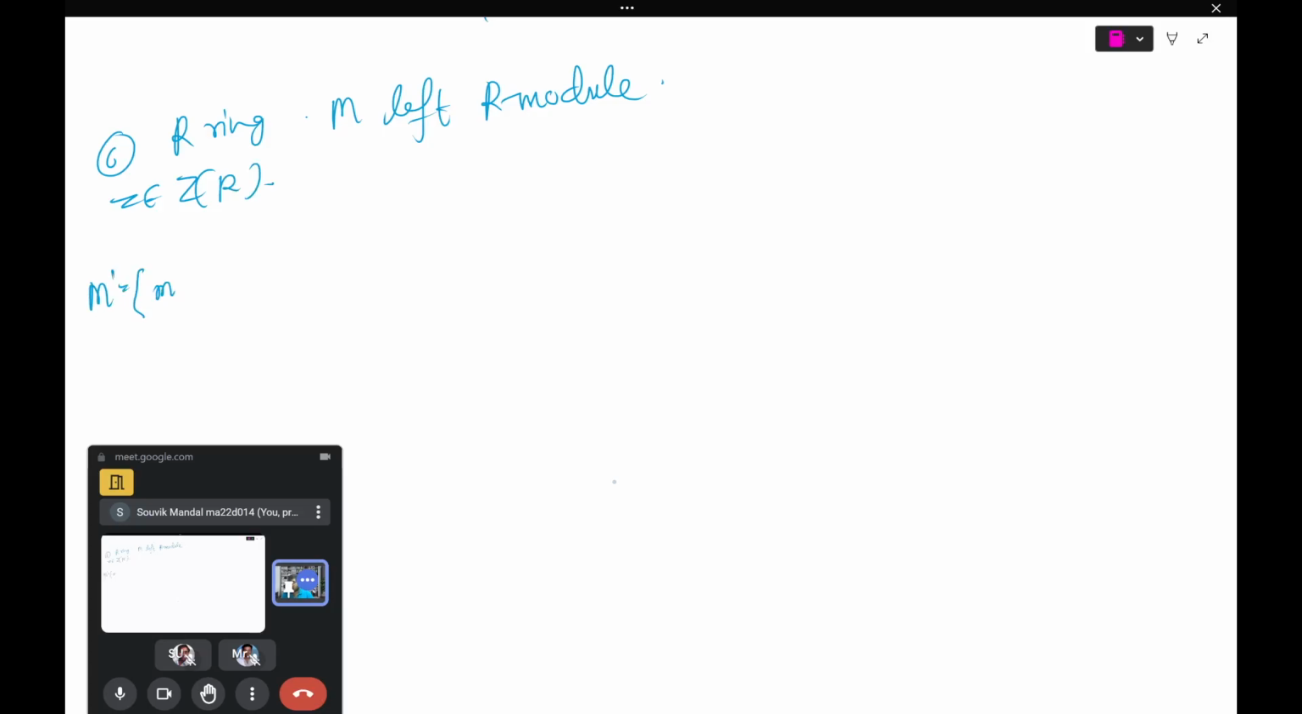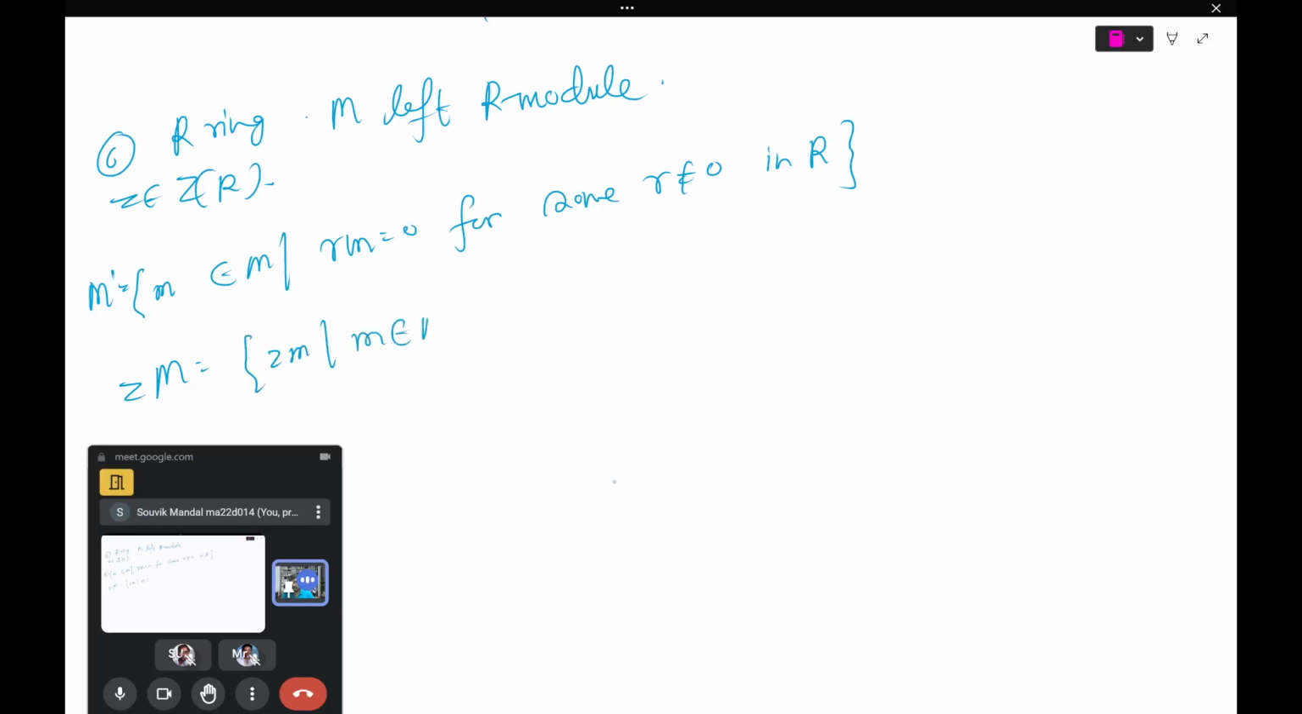So another good problem. Suppose R is a ring and M is a left R module, and let Z be an element of the center of R. Now we are also considering M dash, all those m belonging to M such that rm is equal to 0 for some non-zero r in R, and zm is equal to z suffix m, m belongs to M.